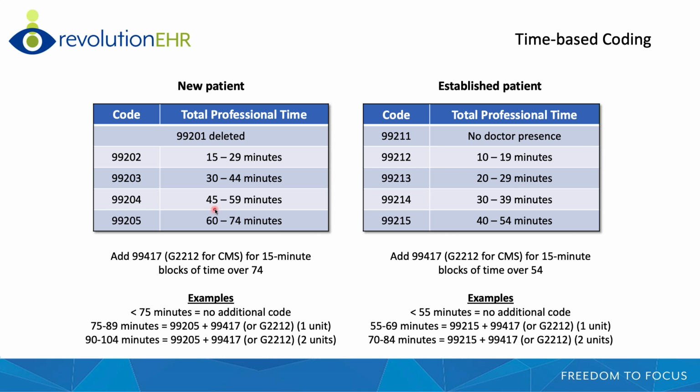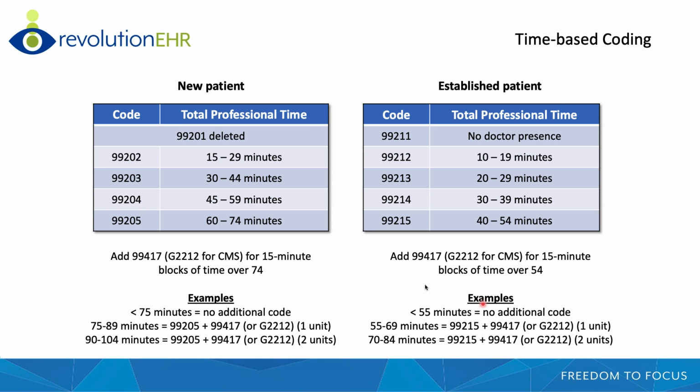As examples, let's say I'm working with a new patient and I provide a visit that utilizes 70 minutes of total professional time. Well, that would be 99205, a level 5 visit. But if my visit is 80 minutes of total professional time, I'm into that first 15-minute block of extra time. So I would code that as 99205 plus 1 unit of the prolonged services code. If I'm into, let's say, 100 minutes, now I'm into that second 15-minute block, so I can add 2 units of the prolonged services code.